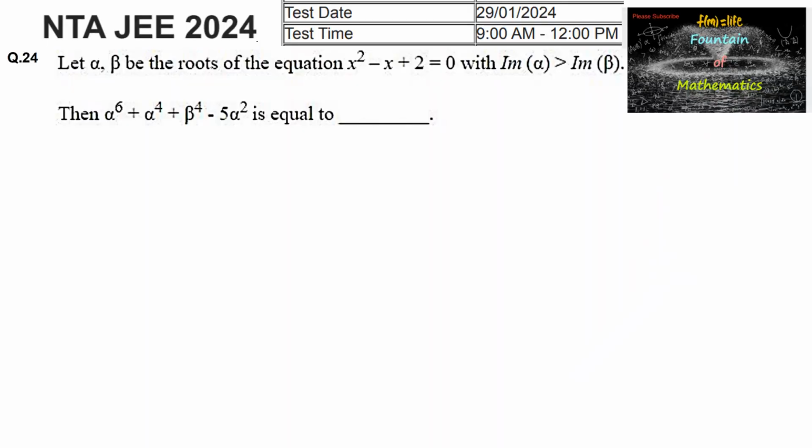Let alpha, beta be the roots of the equation x square minus x plus 2 is equal to 0, with imaginary part of alpha greater than imaginary part of beta. Then the value of alpha power 6 plus alpha power 4 plus beta power 4 minus 5 alpha square is?